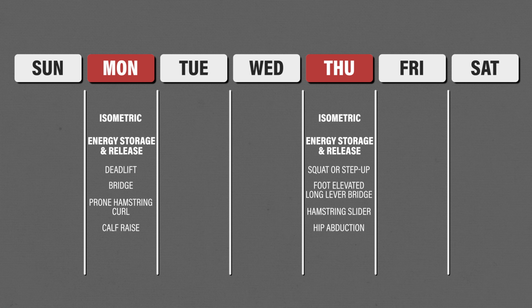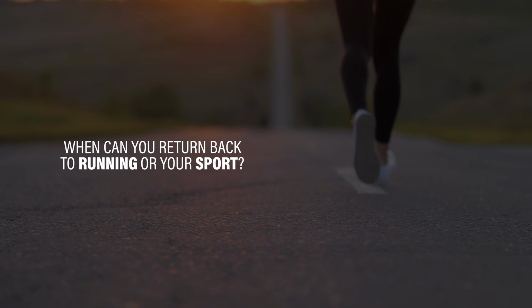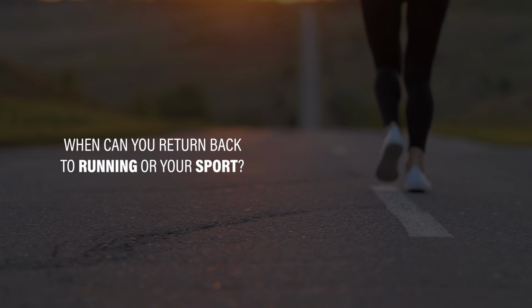Once you meet the given criteria, and if appropriate for your goals, the easiest option is to program stage 3 exercises at the start of your workout. For example, you can do the vertical jumps on Monday and the horizontal jumps on Thursday before performing the heavy slow resistance exercises. When can you return back to running or your sport?